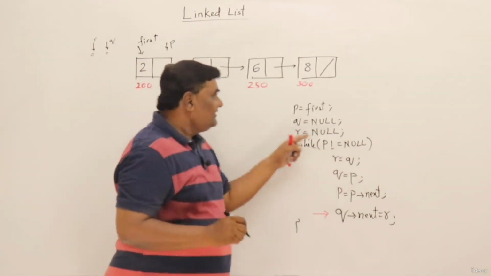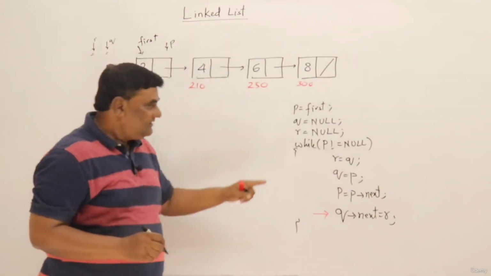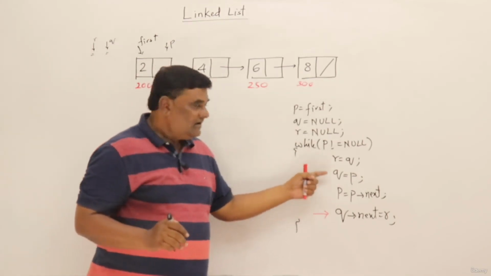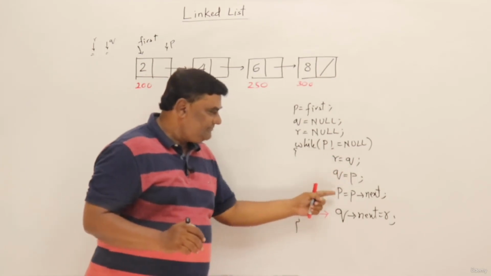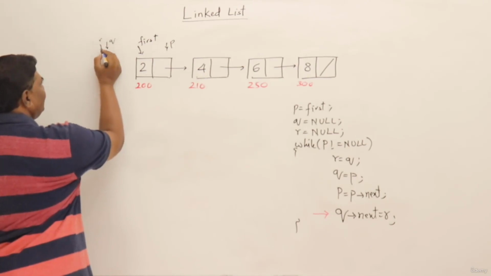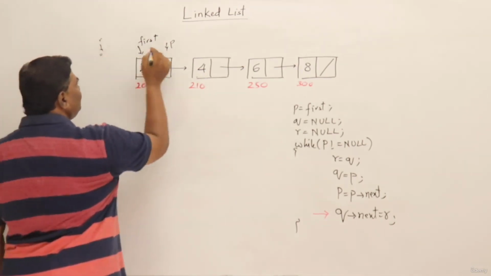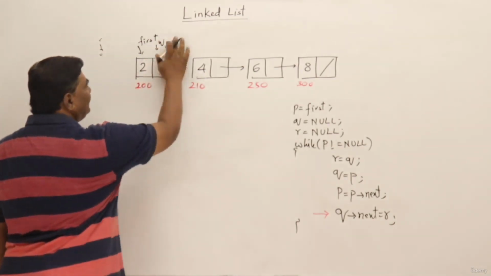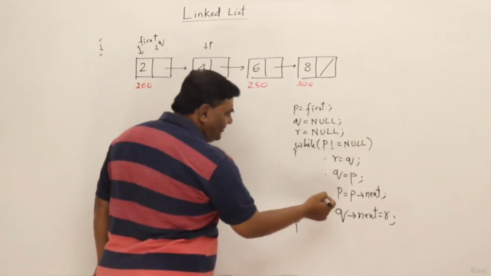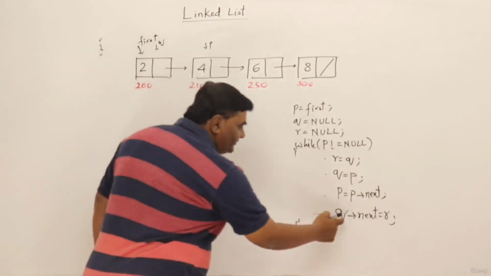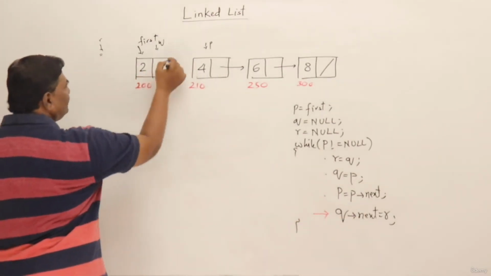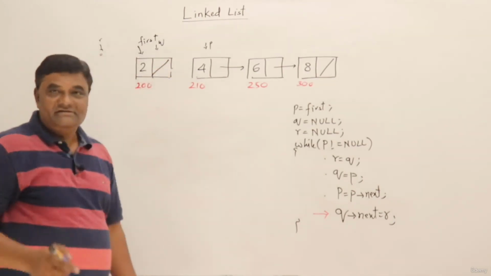While P is not equal to null, yes, P is not null. These are the steps. The first three steps are for sliding: R upon Q, Q upon P, and P on the next node. R upon Q, so R is again null. Q upon this node. Then P on the next node. So these three steps I have performed, slid. Then Q's next is R. What is R? Null. So this is the first step.